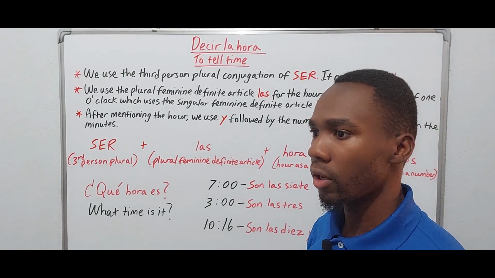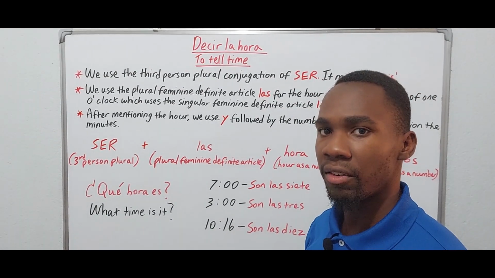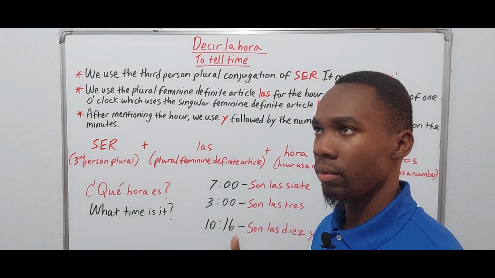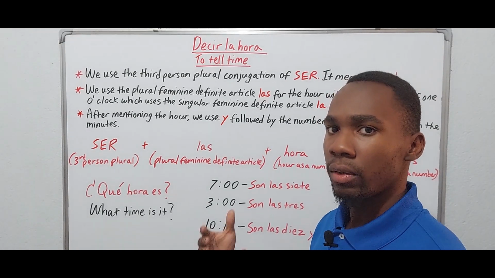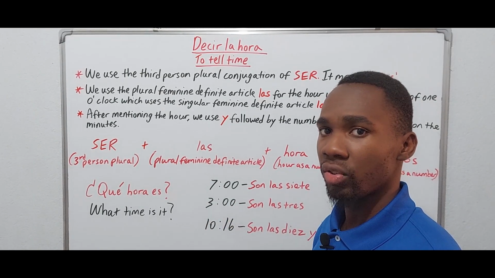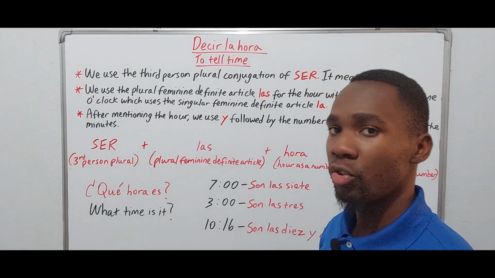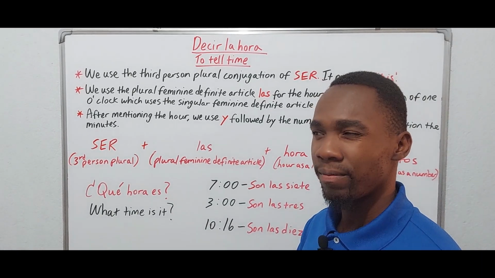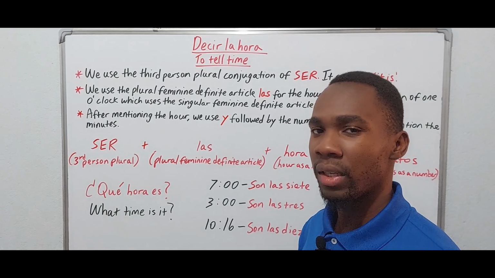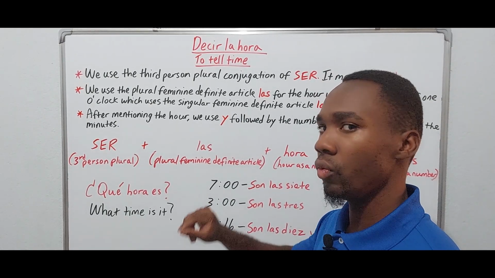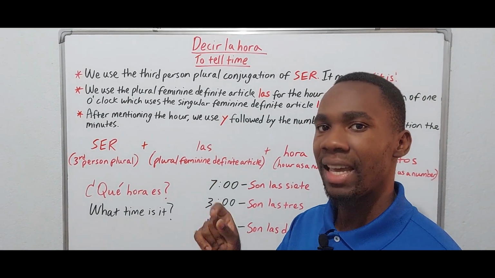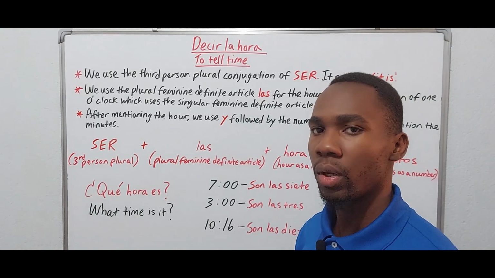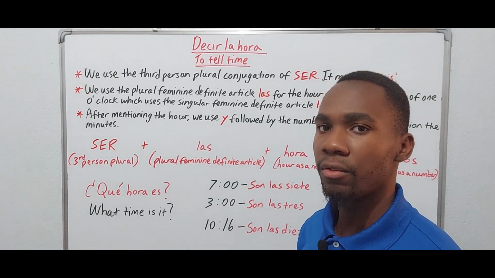Now, let's go back to 1 o'clock. So I would have told you that 1 o'clock carries the singular feminine definite article, right? So that uses la. And therefore, it needs the singular third person conjugation of ser, right? And remember I told you that the hora is going to be expressed as the number of the hour. But 1 o'clock is different. 1 in Spanish is uno. But when it comes to 1 o'clock, you say es la una. You don't say es la uno, you say es la una. It is 1 o'clock. So 1 o'clock is a little different from the others.